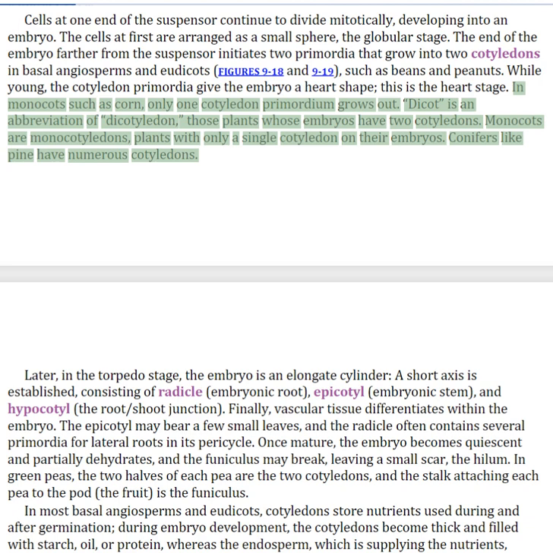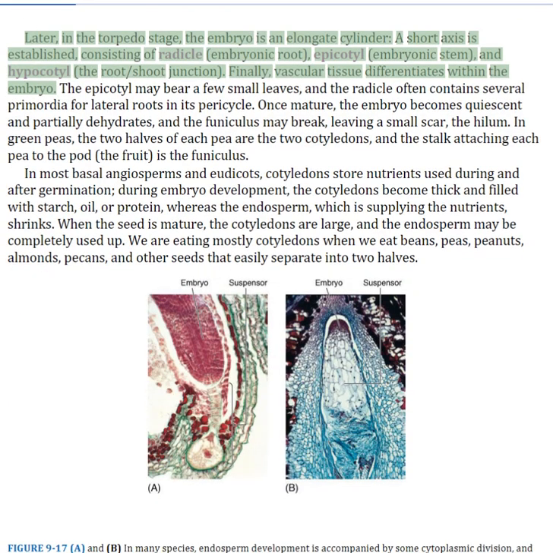Dicot is an abbreviation of dicotyledon, those plants whose embryos have two cotyledons. Monocots are monocotyledons, plants with only a single cotyledon on their embryos. Conifers like pine have numerous cotyledons. Later, in the torpedo stage, the embryo is an elongate cylinder. A short axis is established, consisting of radicle, epicotyl, and hypocotyl.